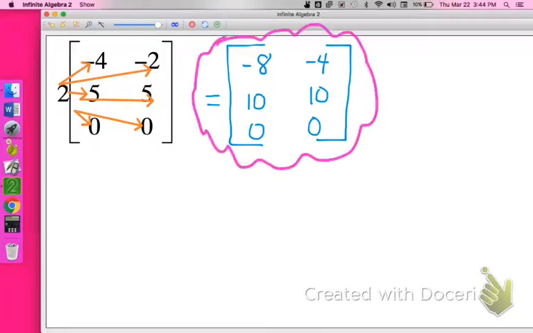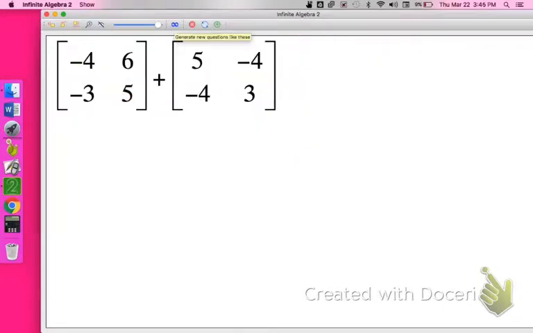Now the next one, we're going to be looking at adding. And you'll notice that we have 2 matrices. And the way that you do this is you just simply find the number that corresponds with each element in one, and then you add it with the corresponding element in the second one. So in this case, here's my skeleton. This is called a 2 by 2 matrix because you have 2 rows and 2 columns.